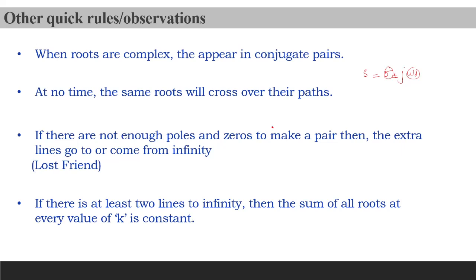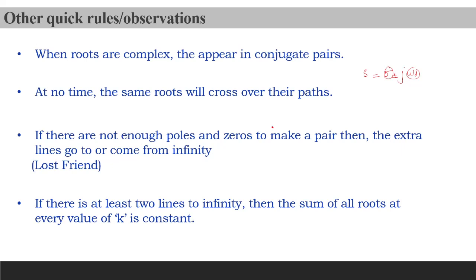The second point is that at no time will the roots cross over paths. We have already discussed that no root locus will pass over another root locus. For a particular pair of pole and zero, that root locus will not pass through or intersect any other pole or zero, apart from the zeros and poles it is directly affiliated with.